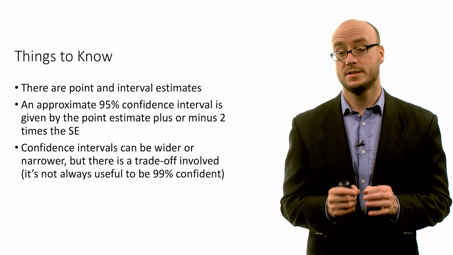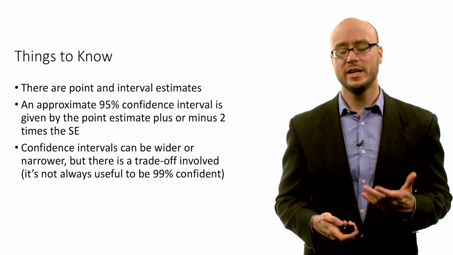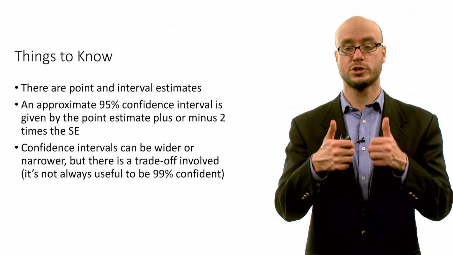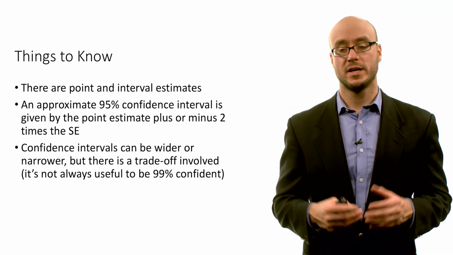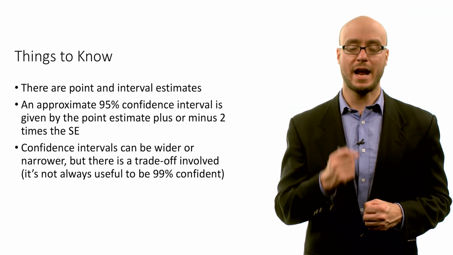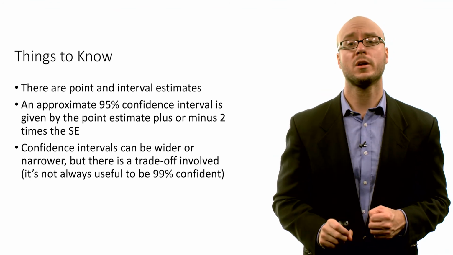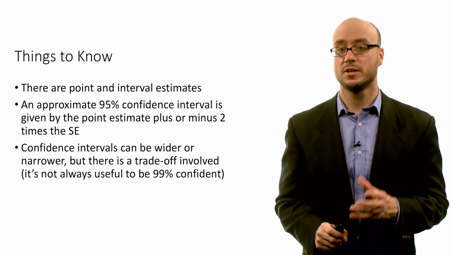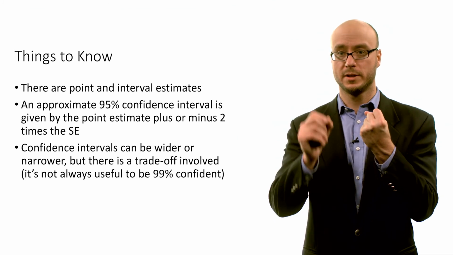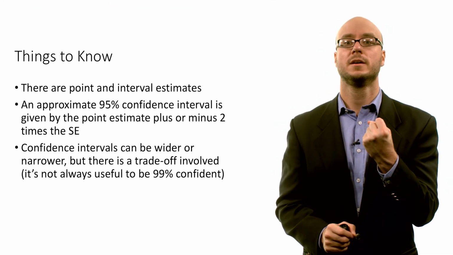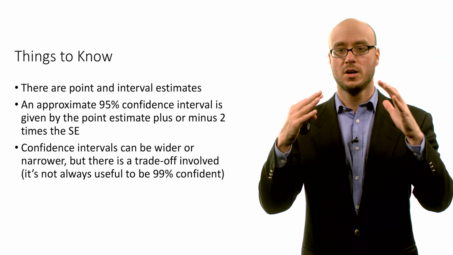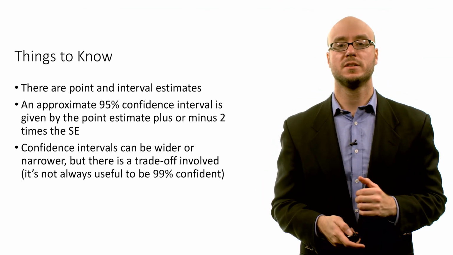The key point is that there's a trade-off involved, and the only way around this trade-off is to have a larger sample size, because with a larger sample size, the standard error is smaller, and the standard error is a crucial part of calculating an interval estimate, because an interval estimate is simply that point estimate plus or minus z star times the standard error. So with a smaller standard error, we have smaller confidence intervals.